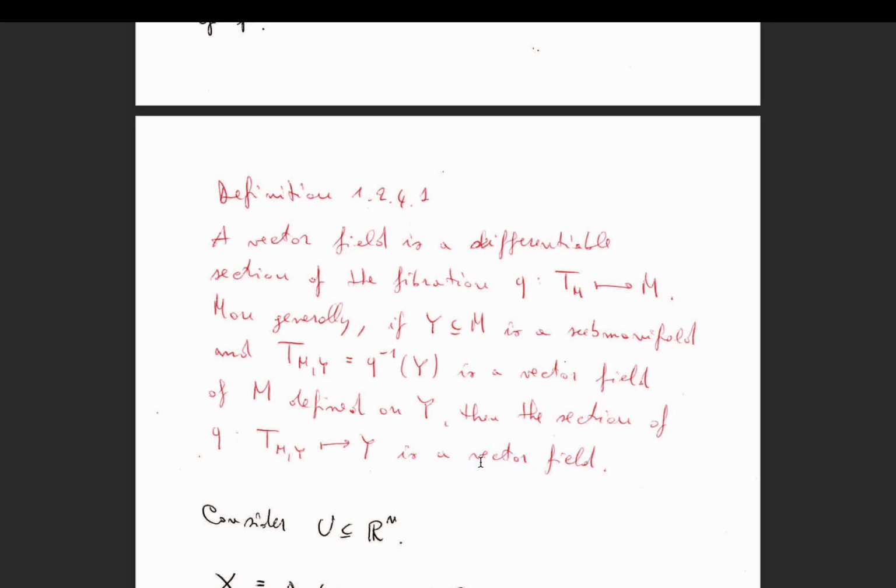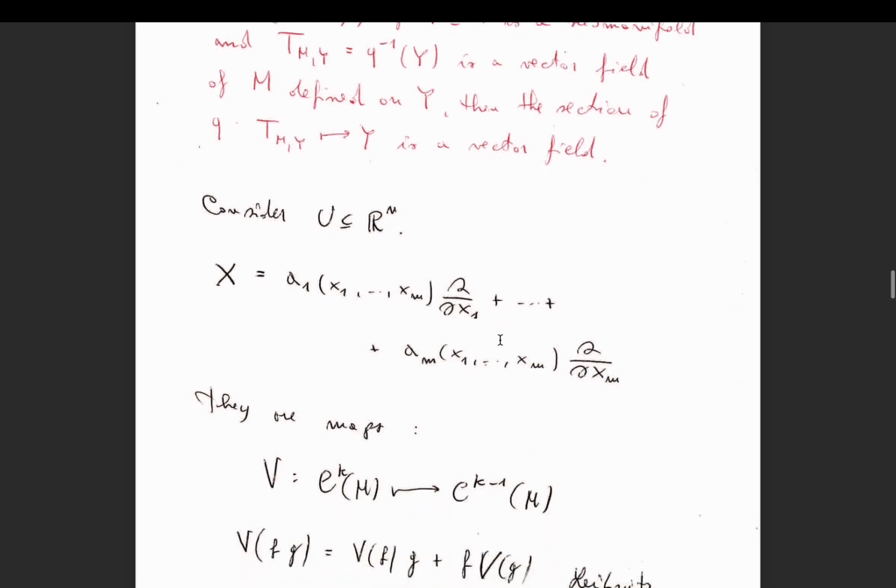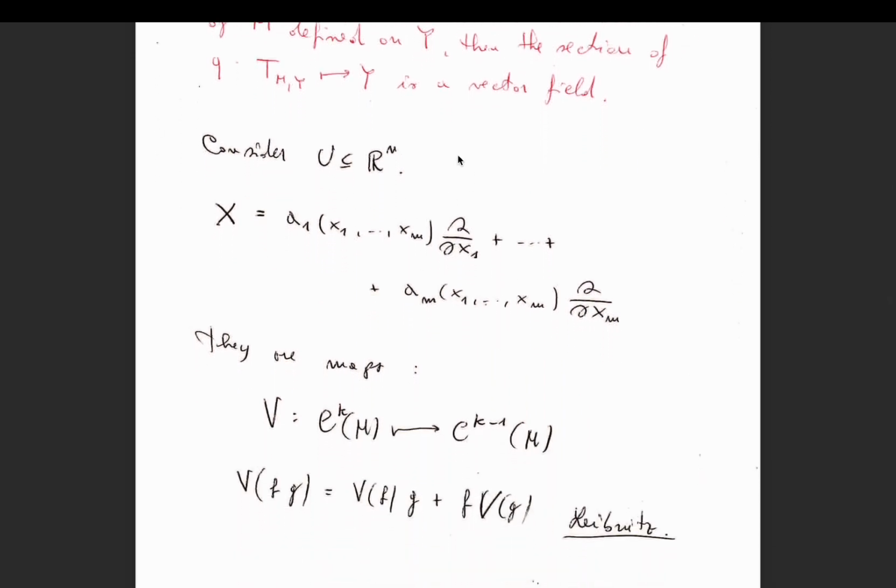So every section of the fibration is a vector field. Every vector field is a section of the fibration. We have this by definition. Now, consider an open set U in R^m. How do vector fields look on R^m? They are just a summation of a_1(x_1, ..., x_m) derivative with respect to x_1 plus and so on. So they are of this form.